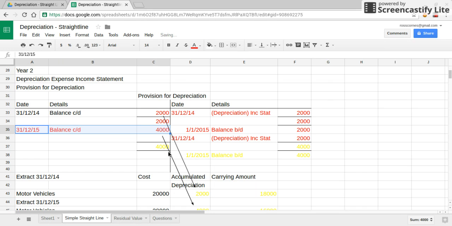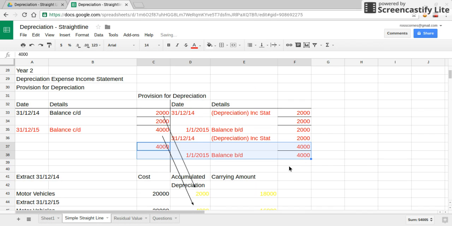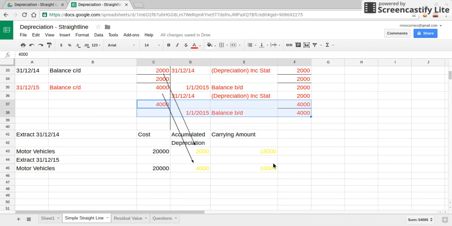We carry 4,000 forward, and at the start of year 3, we've now got a total of $4,000 worth of depreciation in the accounts. How's that going to look in the statement of financial position? On the statement of financial position now, it's slightly more complicated than what you've done in the past, because in the past, we assumed everything was at cost.